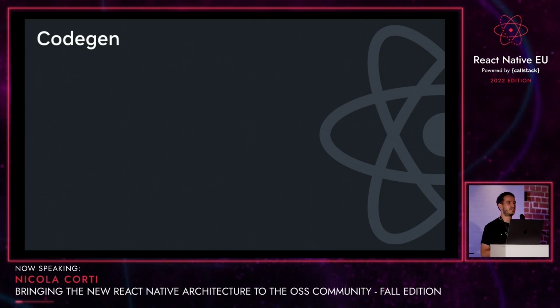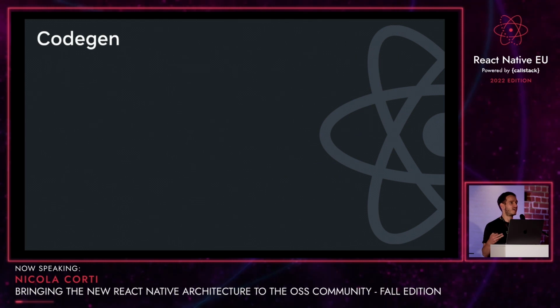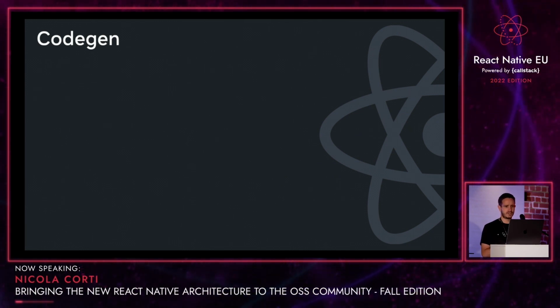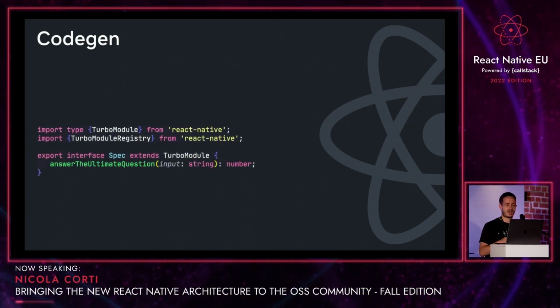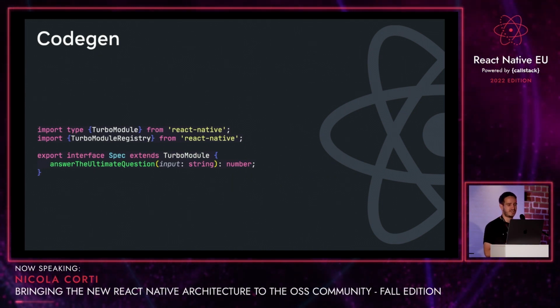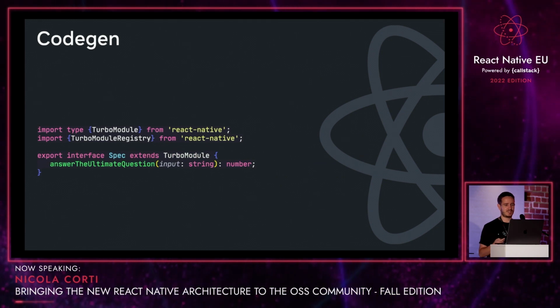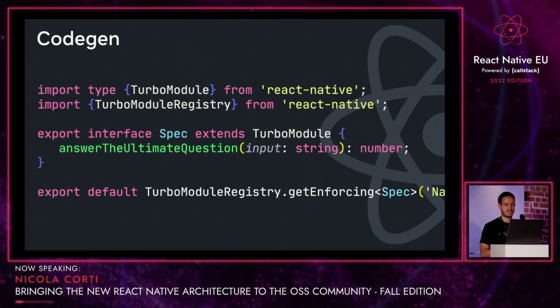The idea behind the Codegen is we want you to write a spec file that describes the API of a component or a module. And from that file, we will generate code that will help you implement it. So you will have a spec file, like in this case, I'm creating a native module, and I'm declaring that I want something which is able to answer the ultimate question, which takes an input, a string, and returns a number. And I will register it. So the key part here is this.